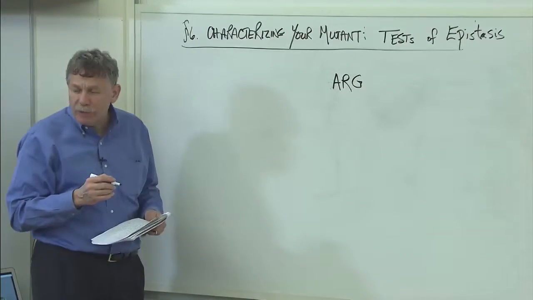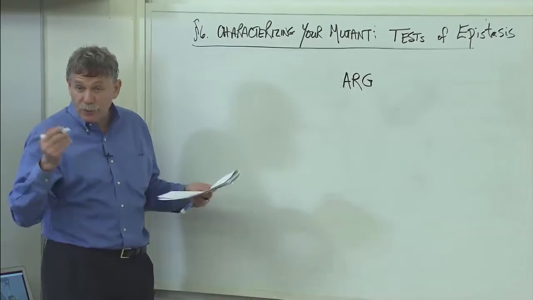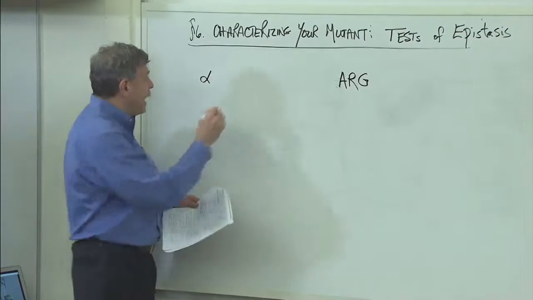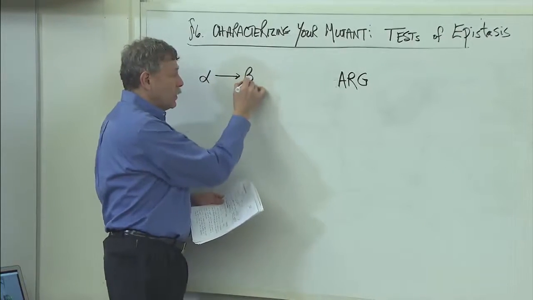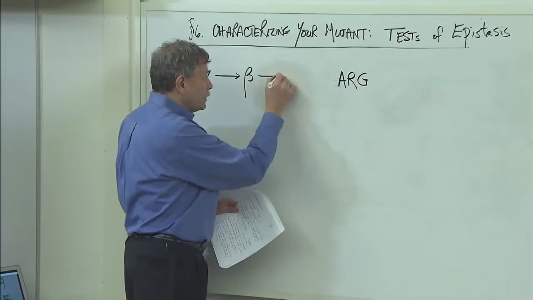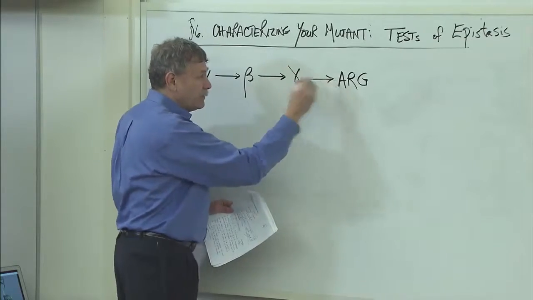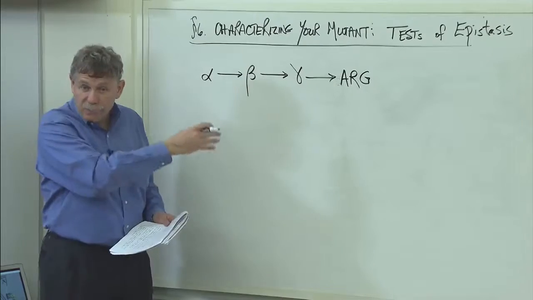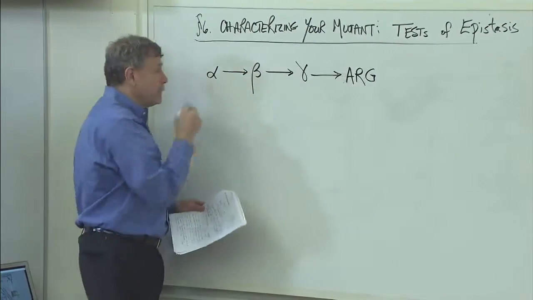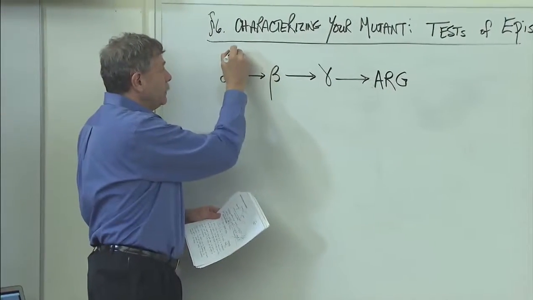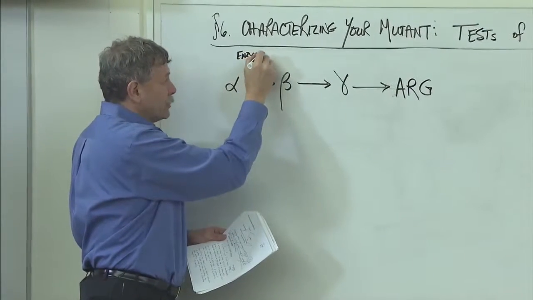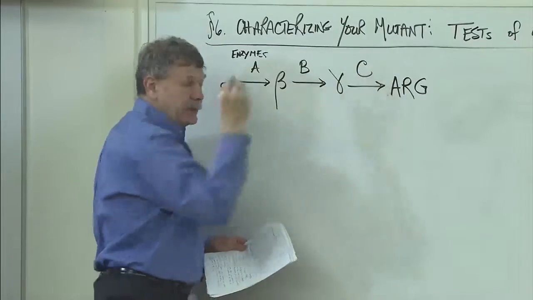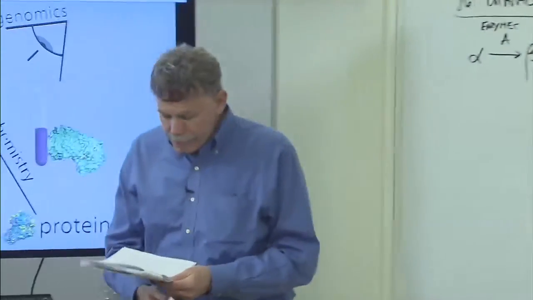Some precursor substance. I'm not going to write its molecular structure because we don't know what it is in this case, so I'll just call it alpha. Some alpha is transformed into some beta, is transformed into some gamma, is transformed into arginine. Or maybe it's a much longer pathway, but I'll just pick alpha goes to beta, goes to gamma, goes to arginine. And the enzymes that catalyze these reactions could be A and B and C. Okay?